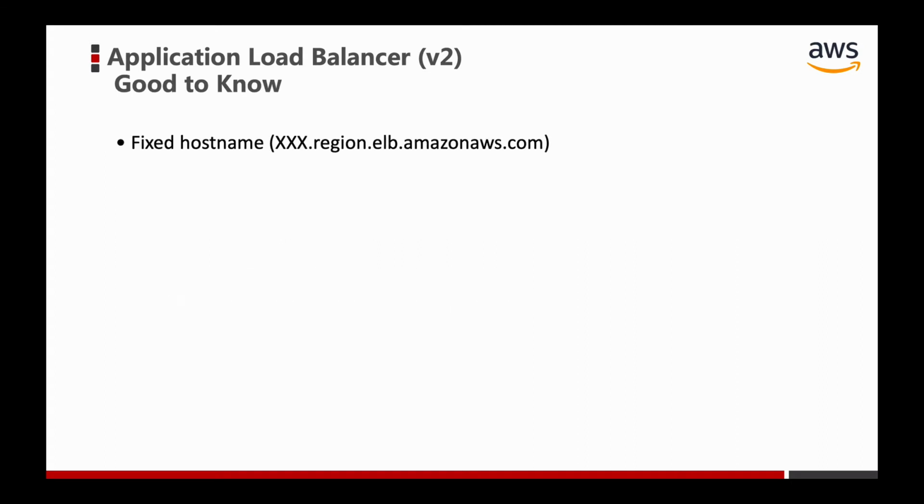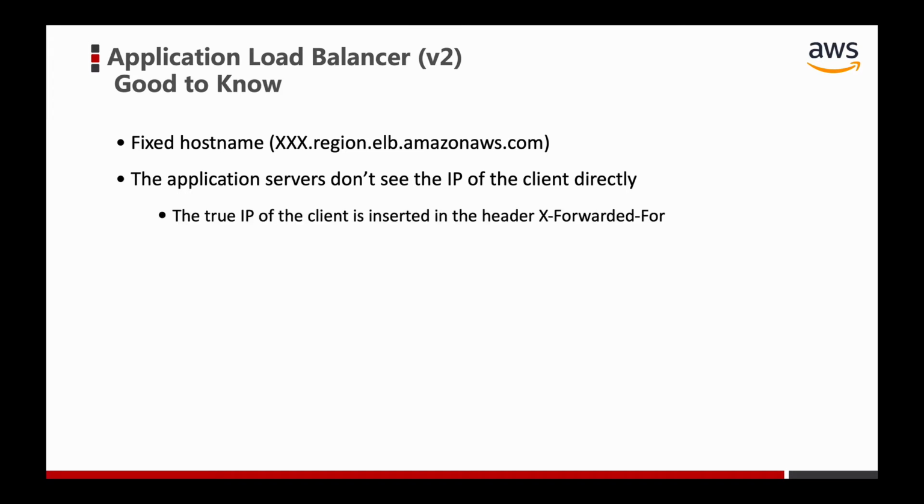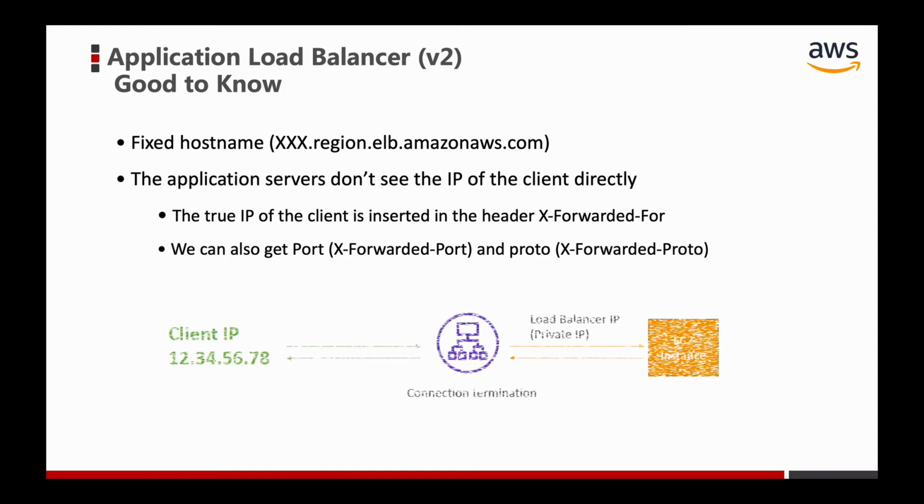So there are some things you need to know about ALB. It has a fixed host name. The application server doesn't see the IP of the client directly. The true IP of the client is inserted in the header X-Forwarded-For. We can also get the port and the protocol through X-Forwarded-Port and X-Forwarded-Proto.